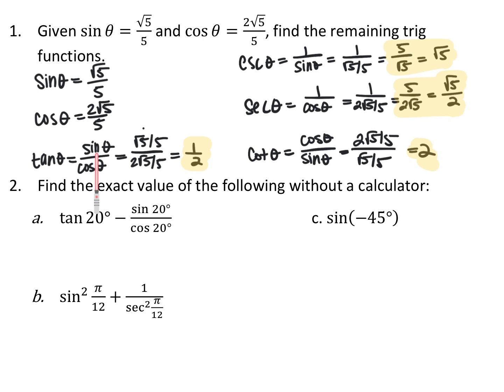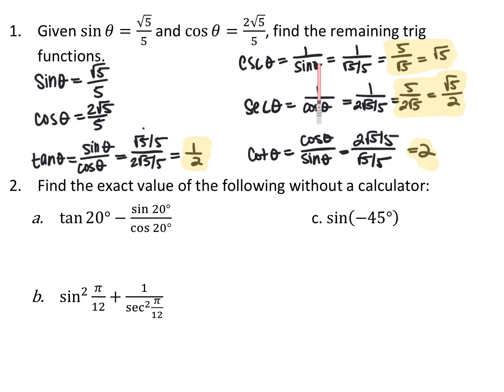So tangent of theta is the same thing as sine divided by cosine, so root 5 over 5 over 2 root 5 over 5, or 1/2. Cotangent of theta is cosine over sine, so 2 root 5 over 5 over root 5 over 5, so it simplifies down to 2. Secant of theta is 1 over cosine, so 1 over 2 root 5 over 5, which is 5 over 2 root 5, or root 5 over 2.